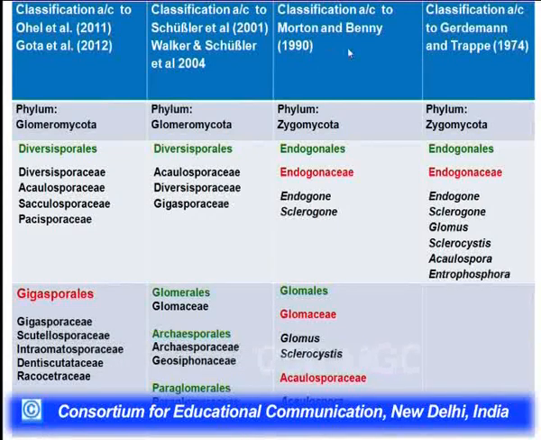Later in 1990, the classification which was given by Morton and Benny showed that the phylum Zygomycota comprises the order Endogonales and another order, Glomales. So, there were these two orders. The order Endogonales has a family Endogonaceae. This family comprises the genera Endogone and Sclerogone. On the other hand, the order Glomales has the family Glomaceae, and under this family there are two genera, one is Glomus and another is Sclerocystis. There is another family under this order, the family Oculosporaceae. This family has two genera, one is Oculospora and another is Entrophospora.